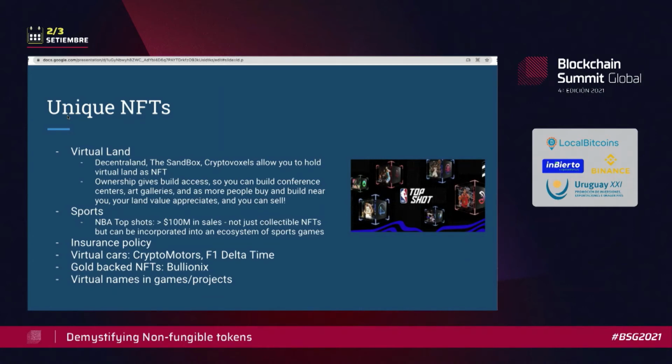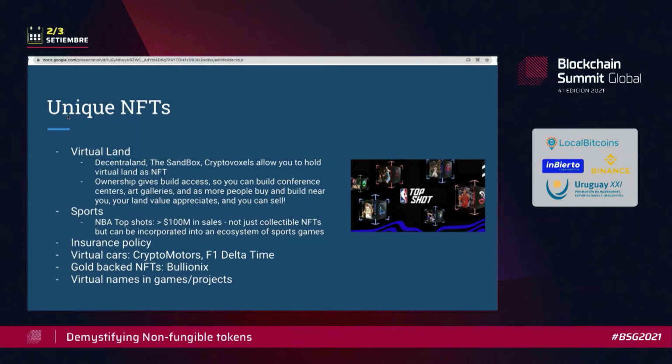There are insurance policies that are backed by NFTs. Virtual cars like Crypto Motors F1 Delta game, they allow folks to play virtual games using NFTs. There are gold-backed NFTs as well, like for example, Bullionix.